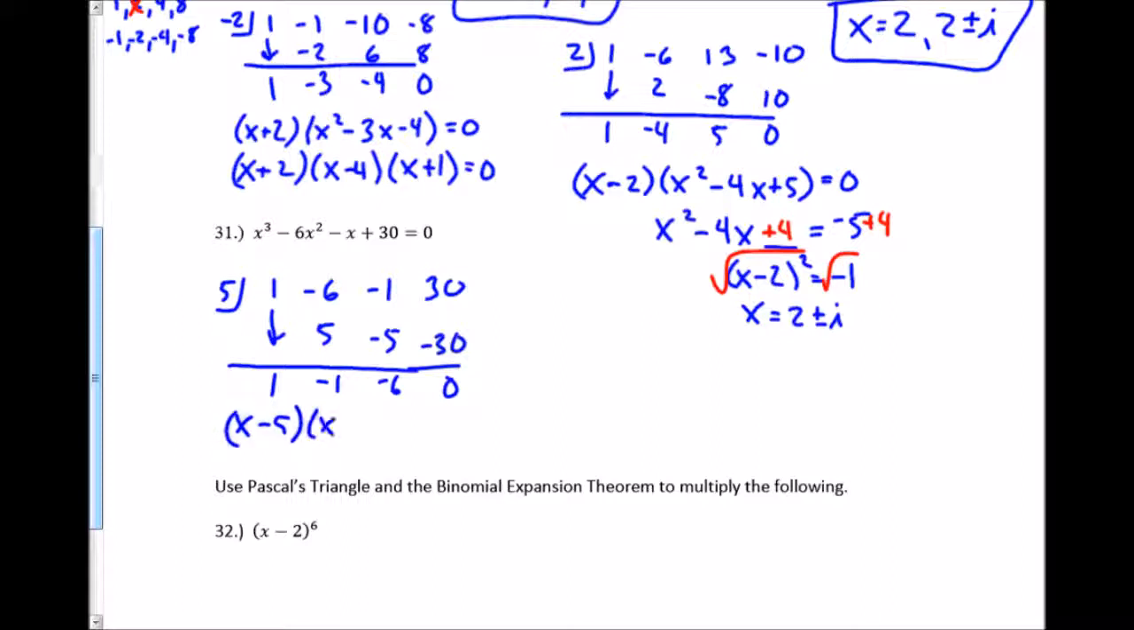And an x squared minus x minus 6, which factors further into an x minus 3 and an x plus 2. So then my final answer here, my x values for this one, x is going to equal the -2, +3, and a +5.